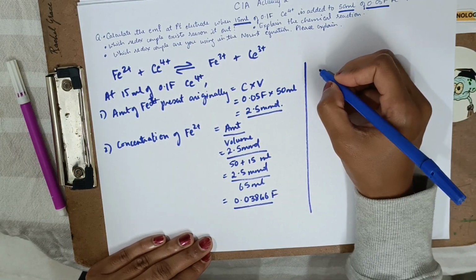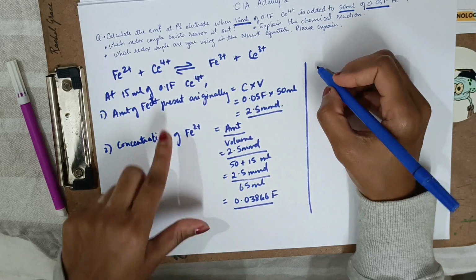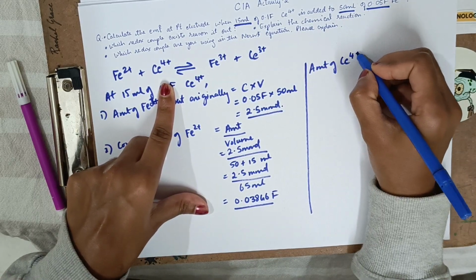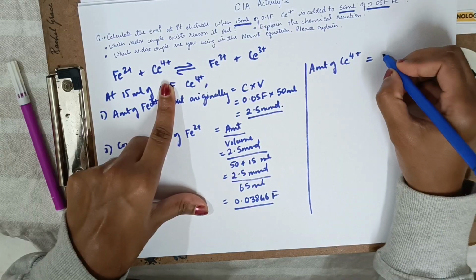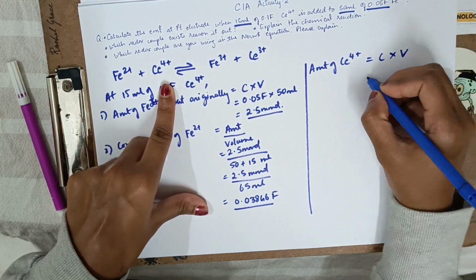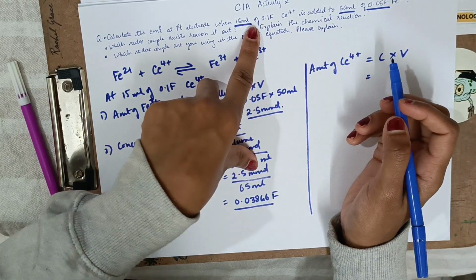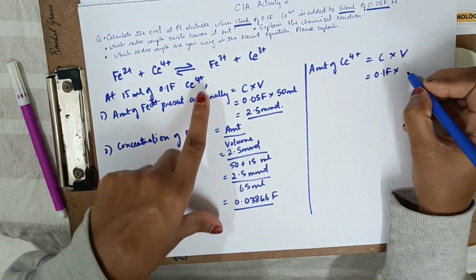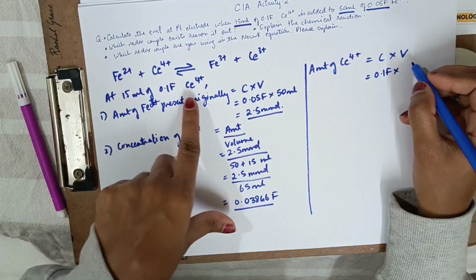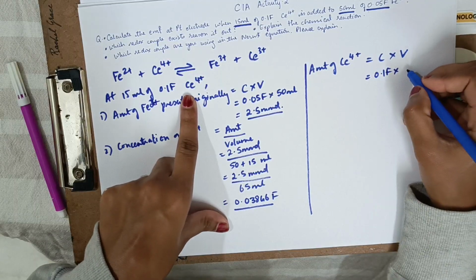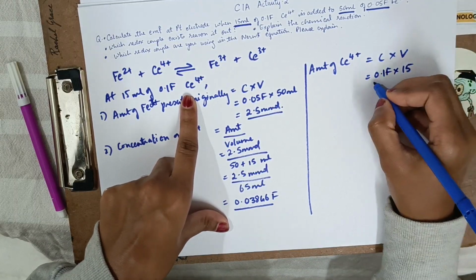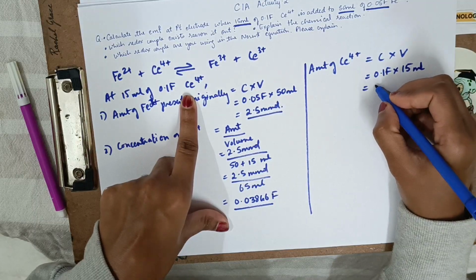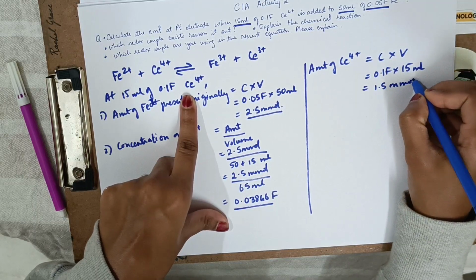So this is one part of the calculation, and the next part would be to calculate the concentration of cerium. The amount of cerium4+ present is equal to the concentration into volume. The concentration is given in the question as 0.1 formula, and we are adding 15 ml of cerium4+, so 15 is the volume, which gives us the amount 1.5 millimole.